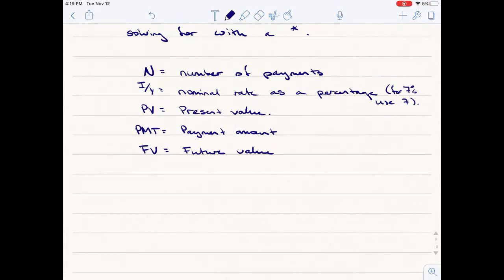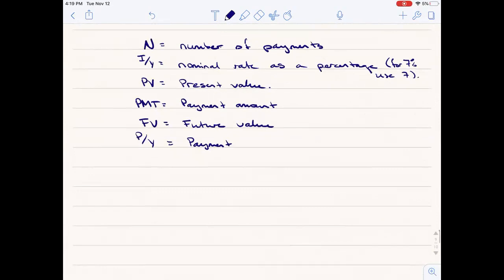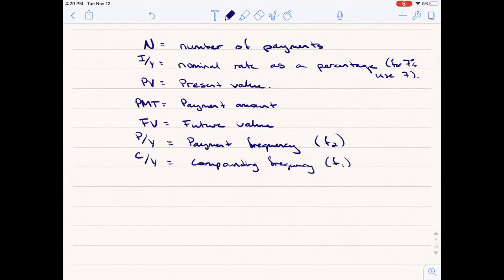And then in the second menu, remember we go to the payments per year and the compoundings per year, right? So we've got the payments per year, P per Y, which is the payment frequency. Payment frequency, which just remember is your F2. And then our compoundings per year, well, that's the compounding frequency, which is our F1.